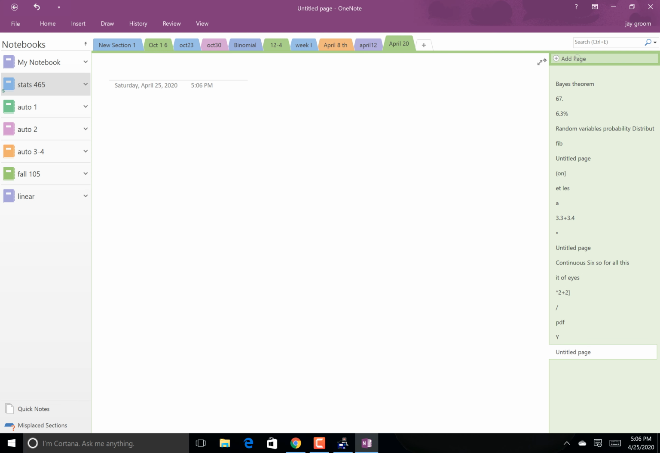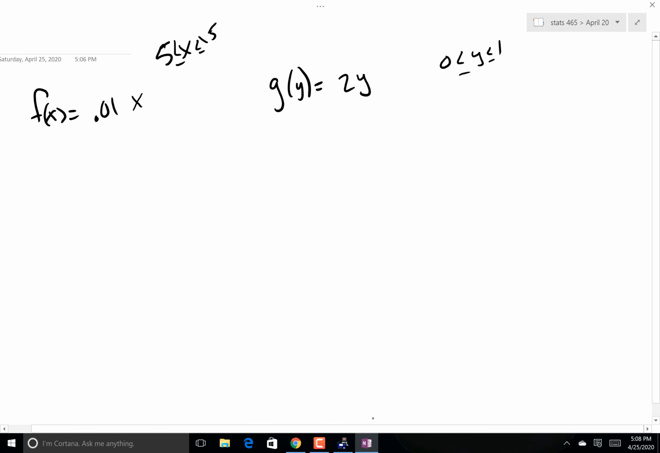Here's an example of one that is also independent. Suppose I said, hey, look, f of x is distributed like this. I'm going to pause for a second, make sure I get a nice good one for you. I don't want to have to fiddle. Okay, so here's a couple of functions. I have that f of x is 0.01x from 5 to 15, and I have g of y is 2y times this.